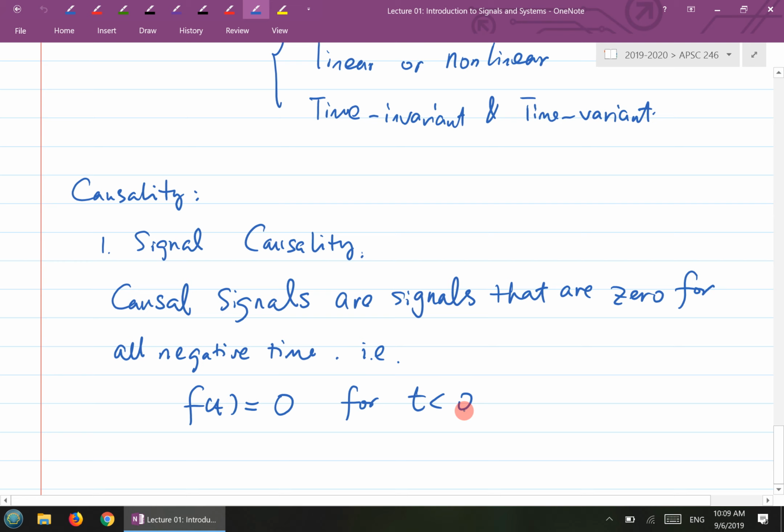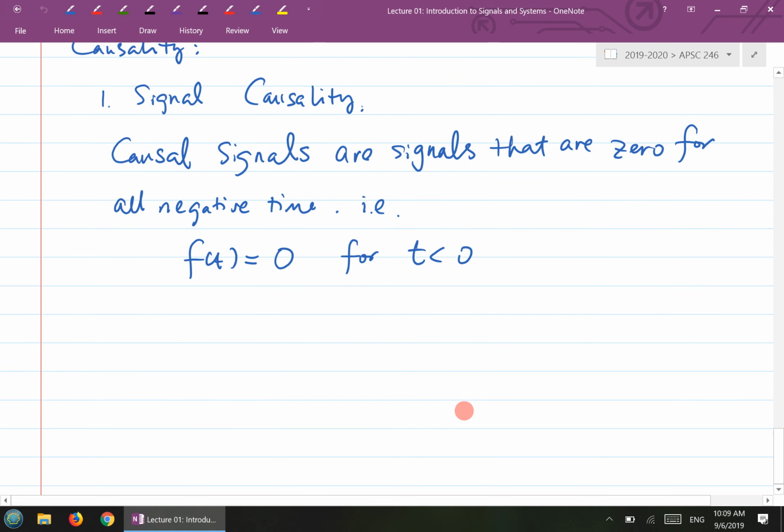It's very simple, right? So let's look at examples here. Let's say I have a signal like this. This is f of t, and this is t. According to the definition, is this a causal signal or a non-causal signal? It's causal, right? Because it's 0 for t less than 0. So this is causal.